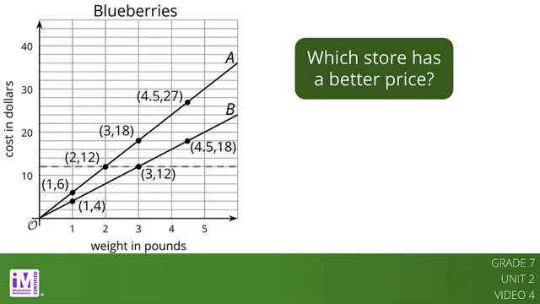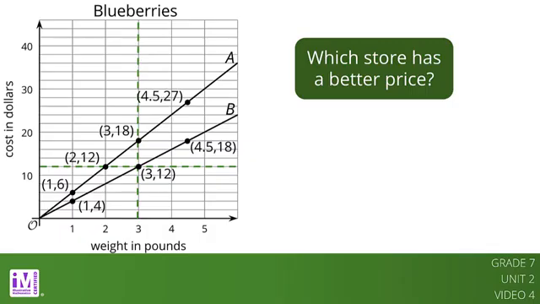For example, the points (2, 12) and (3, 12) tell us that at store B you can get more pounds of blueberries for the same price. The points (3, 12) and (3, 18) tell us that at store A you have to pay more for the same quantity of blueberries. This means store B has the better price.